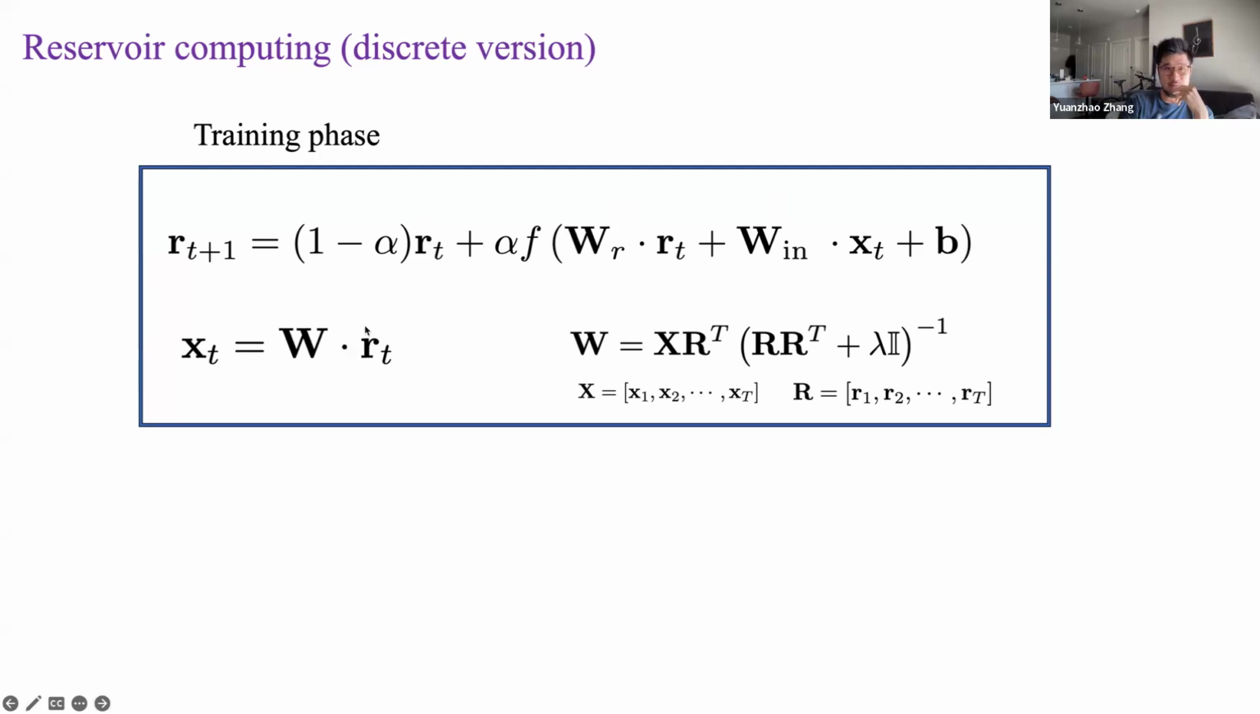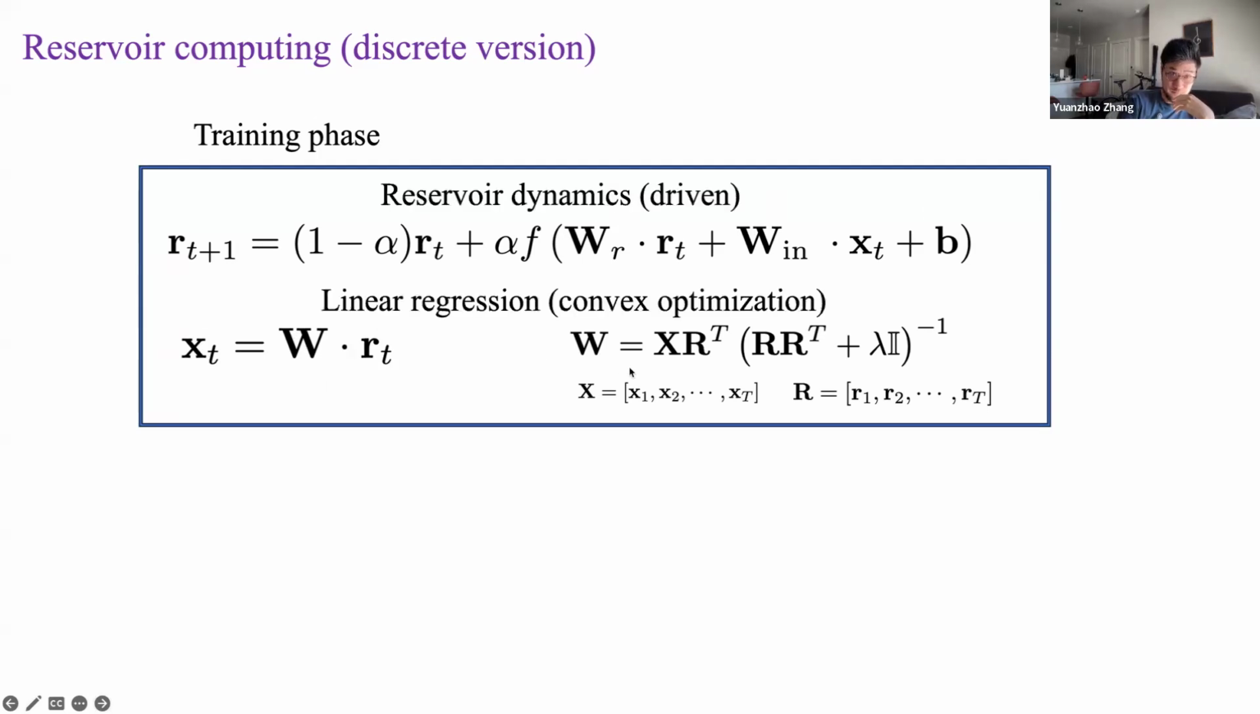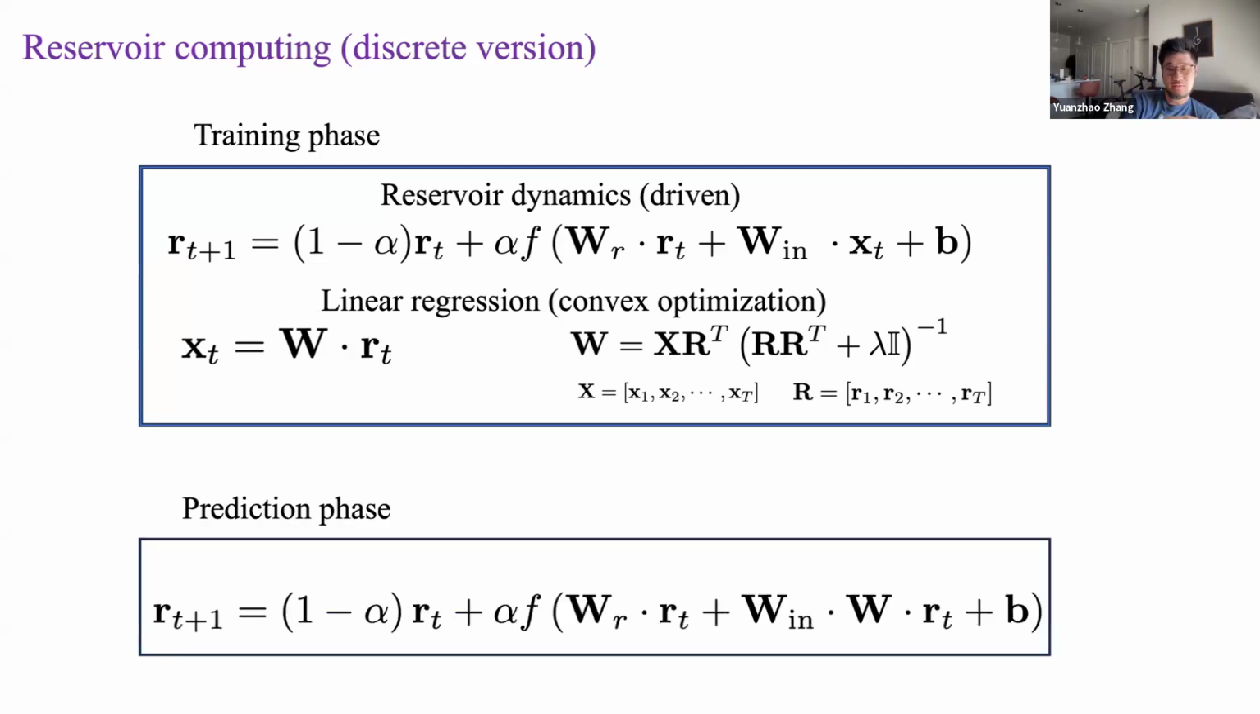And again, we want this W times the reservoir state to be as close to the training data as possible. And this is just a simple linear regression problem, and it is a convex optimization problem. So you can get an analytical solution and calculate them very easily. And again, during the prediction phase, we turn the reservoir into an autonomous dynamical system by replacing the training data X_T with W times R_T.